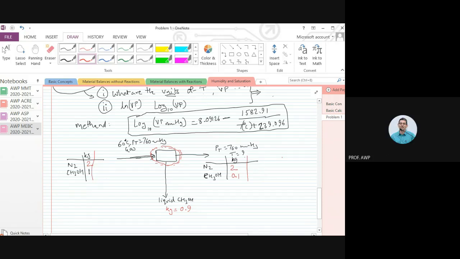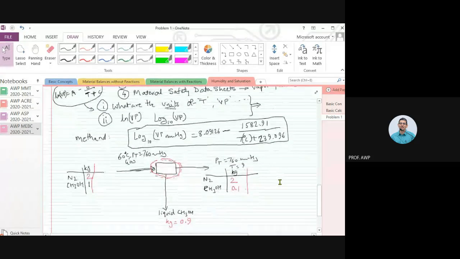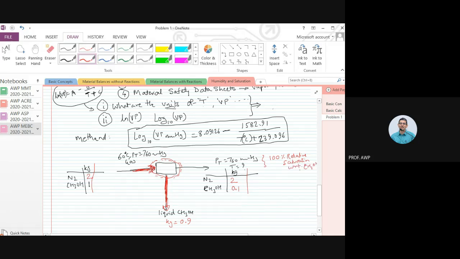Right. Now, we need to find out the temperature. This gas stream that is coming in has been cooled and the methanol has been condensed. So this remaining gas must be having 100% relative saturation with respect to methanol. Do you agree with that?